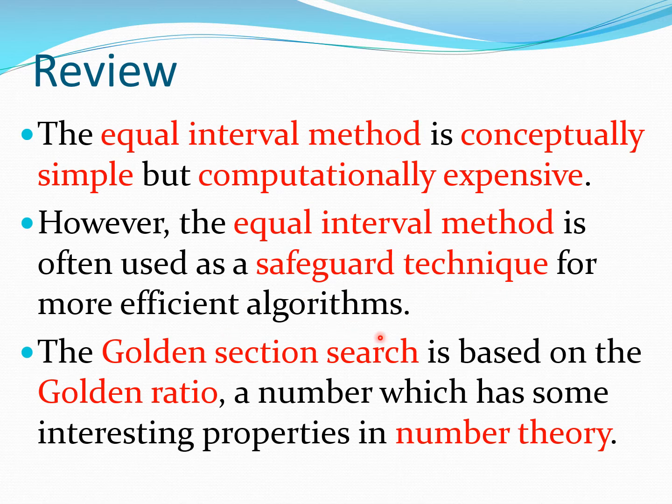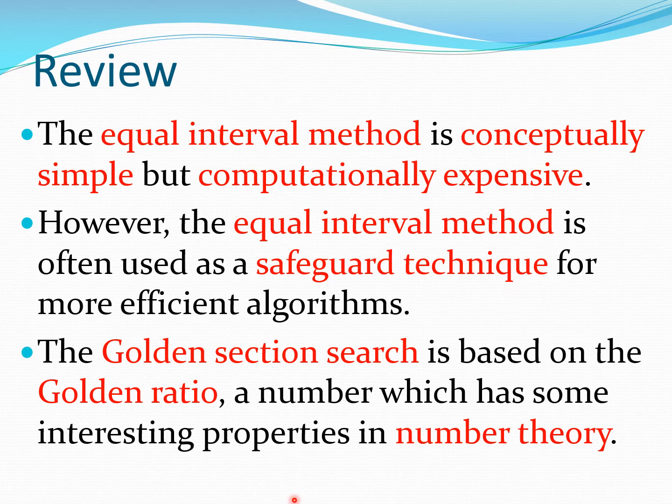But this equal interval search is often used as a safeguard technique where more efficient algorithms are used, such as quadratic search or cubic search. And what happens is if you have any chance of those methods becoming ill-conditioned or not converging, then you can switch your method to this particular method and then you can converge without any problem. So these safeguard techniques are built into many professional software.